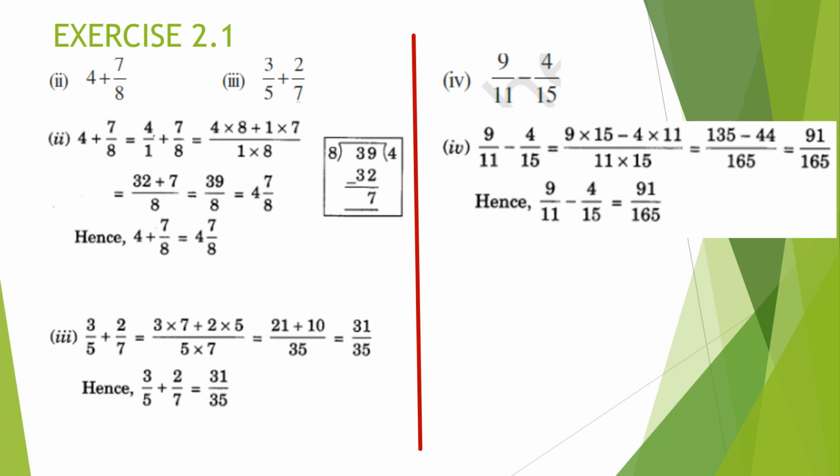Minus 4 upon 15. Here the denominator is 15. To get 165 the LCM, we multiply the denominator by 11. So the numerator also multiplied by 11. So we get the answer as 135 upon 165 minus 44 upon 165. Now in this step the denominators are same, so we can subtract the numerators. So we get 135 minus 44 whole divided by 165. So the answer is 91 upon 165.